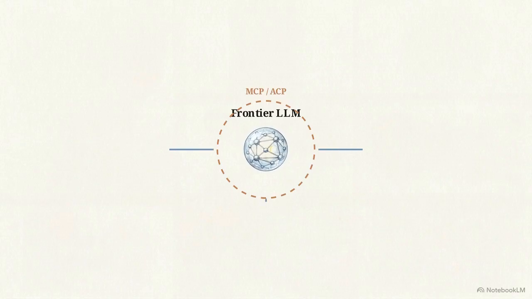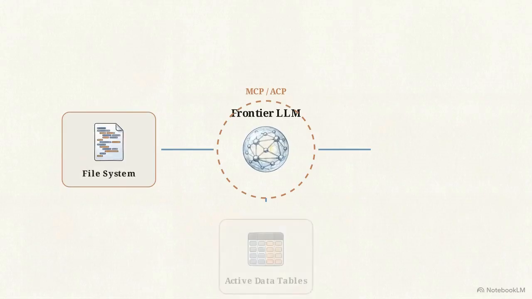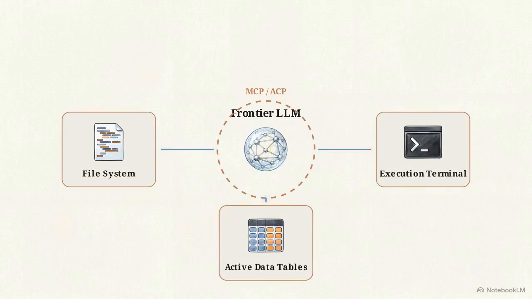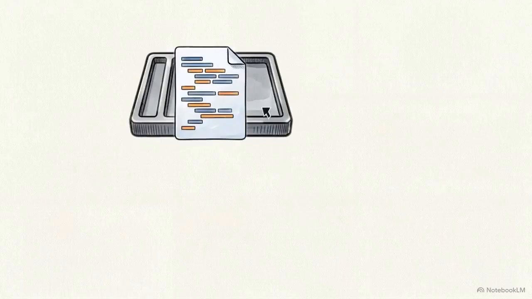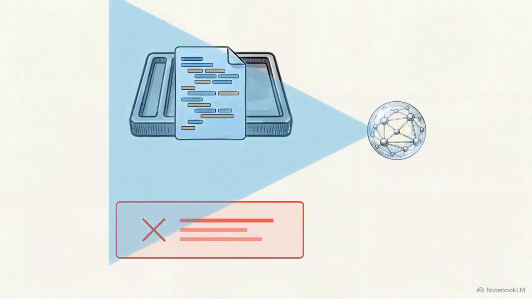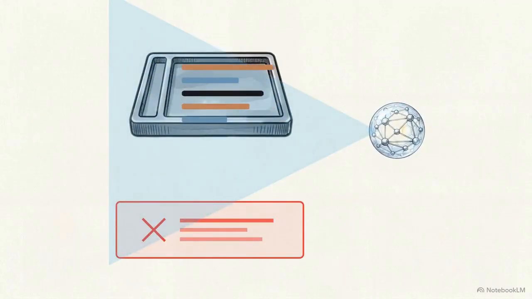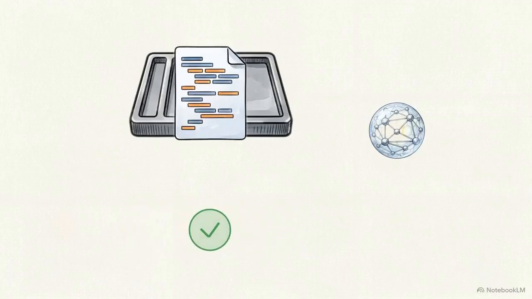Inside these environments, frontier large language models interface with the workspace through standardized client protocols. As shown in this schematic, a central AI node possesses direct connections to the local file system, active data tables, and the execution terminal. These protocols enable agentic tool calling. Instead of just suggesting code, an AI agent can execute a cell, read the resulting error traceback, and autonomously modify its logic to fix bugs in real time.